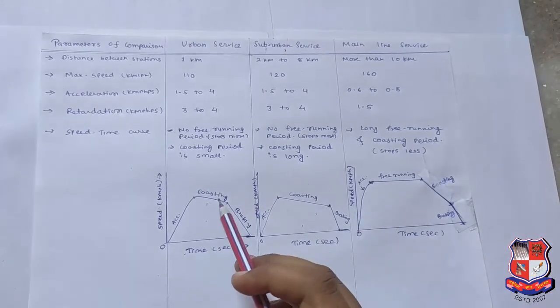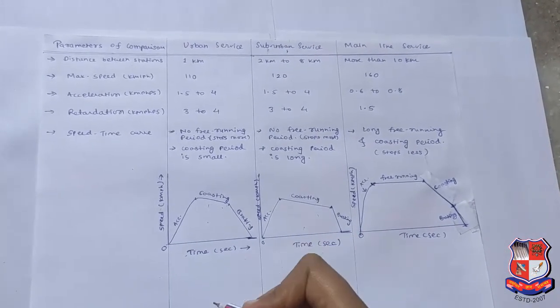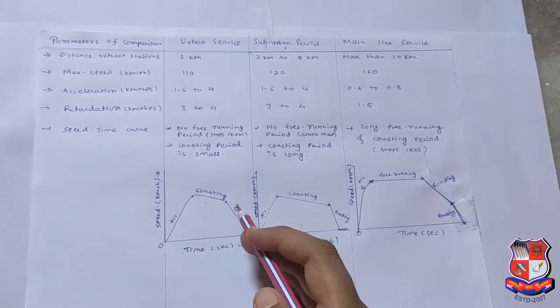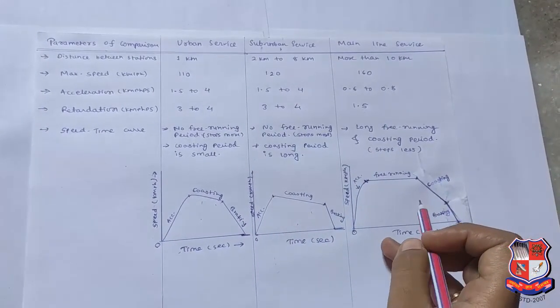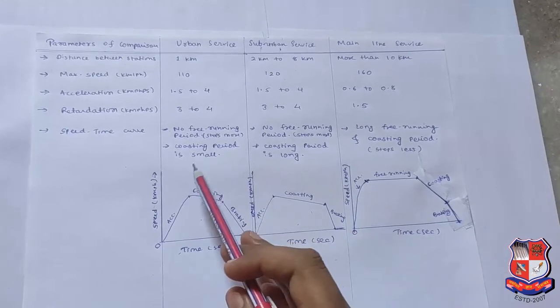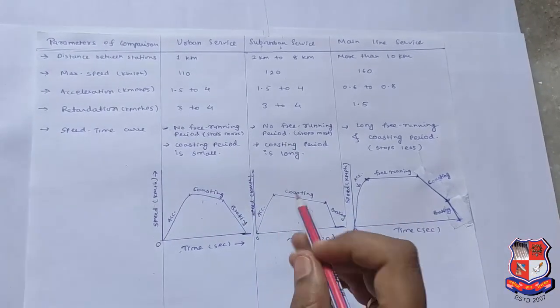In the next lecture we will see the trapezoidal speed time curve for mainline services and the quadrilateral curve for urban and suburban services in detail.